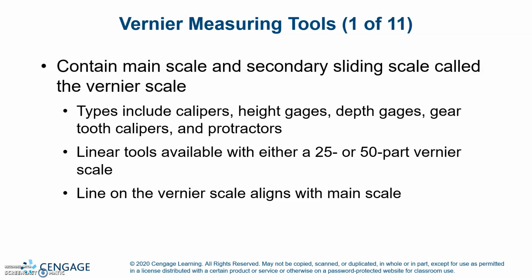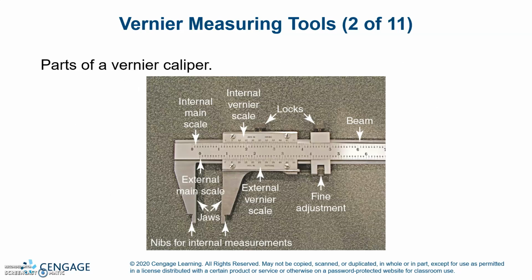Vernier measuring tools contain a main scale and a secondary sliding scale called the vernier scale. Types include calipers, height gauges, depth gauges, gear tooth calipers, and protractors. Linear tools are available in either a 25 or 50 part vernier scale. A line on the vernier scale aligns with the main scale. So I know this sounds confusing, but it's not as bad as you think.